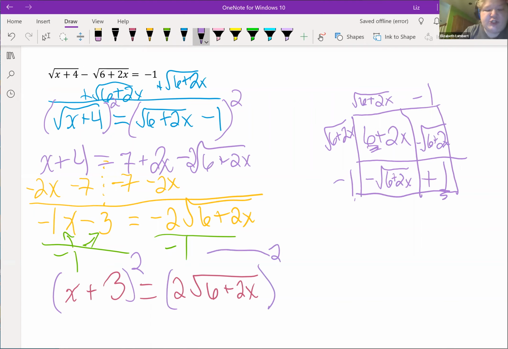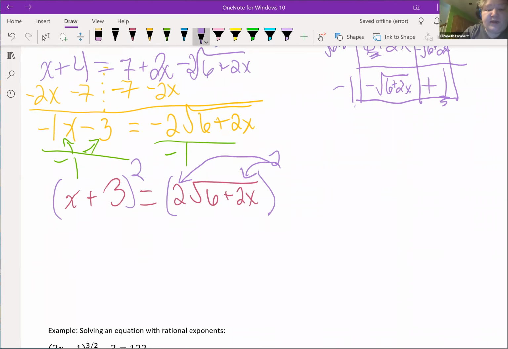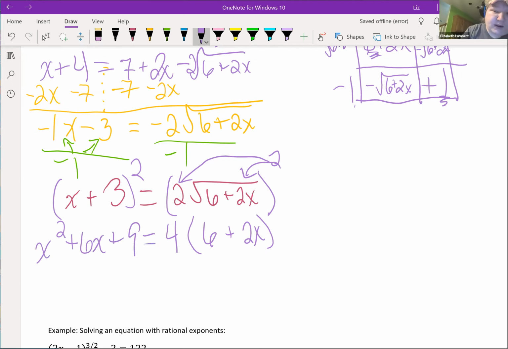On the right side, the 2 is going to get squared and the square root is going to get squared. So that means the 2 squared will be a 4. The square root squared will cancel, and we are left with 6 plus 2x. But this was originally 2 times the whole radical, so it needs to be the result of 2 squared times the whole thing that was in the radical. Safe math. Over here, we got a quadratic. So it's going to be x squared plus double positive 3 is positive 6 with an x, plus 3 squared is 9. All right, so this is the equation I'm going to clean up.